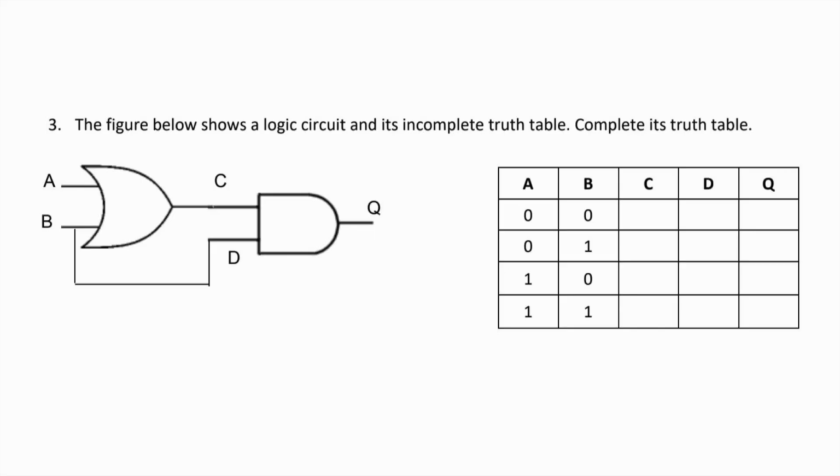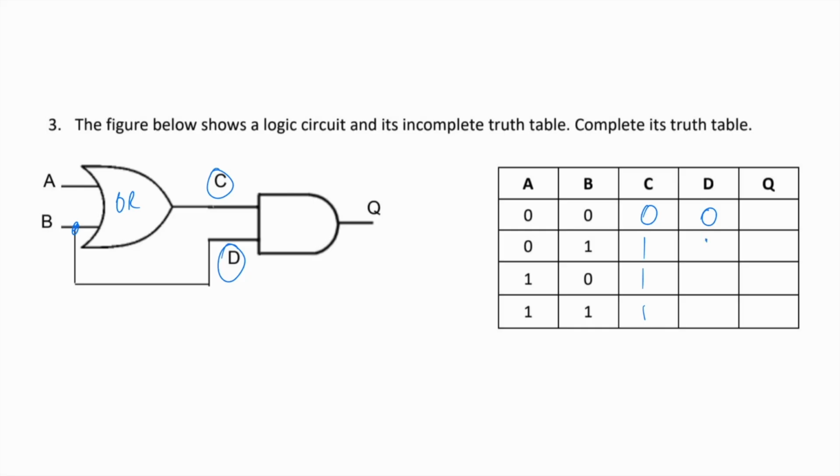Now next we have a slightly more complex version of this gate. So we still have an OR gate right here. And so it's C, we're still going to have an OR gate. So we can go ahead and fill that in. We're going to have 0, 1, 1, 1. But then right here we have D, which is the same as B, right? So D is basically connected to the B wire. And so right here, D is going to be the same as B. So we can just go ahead and copy that.